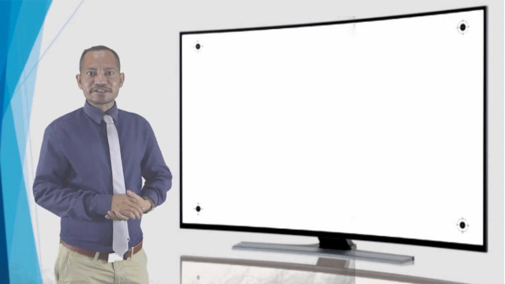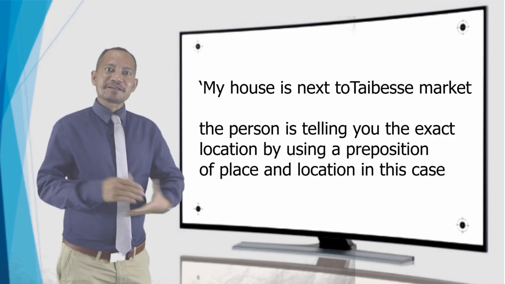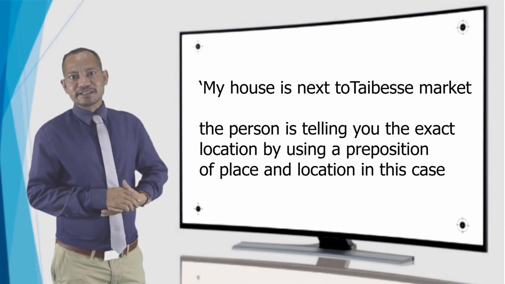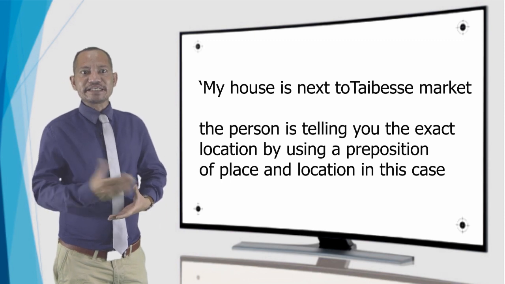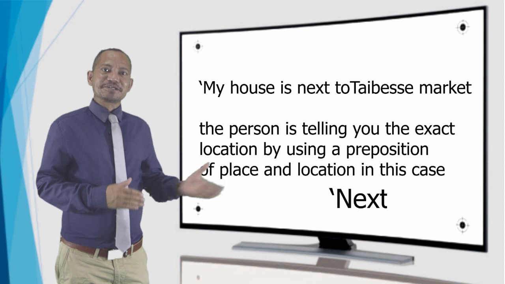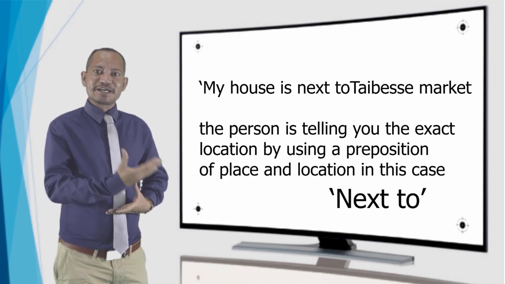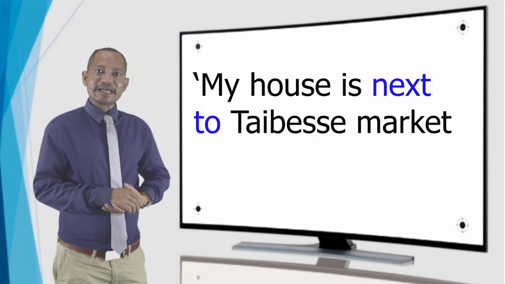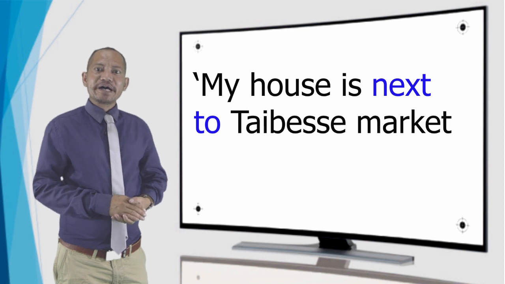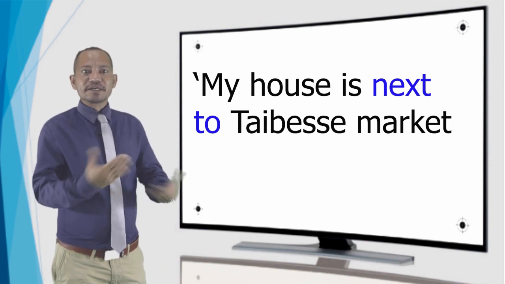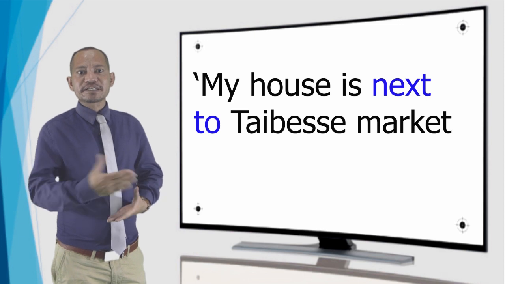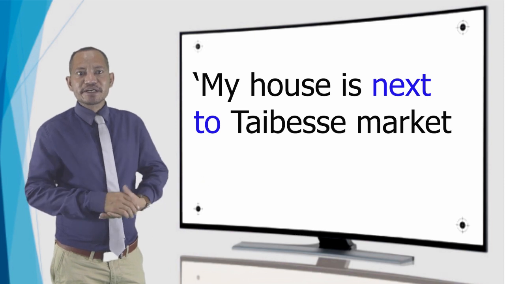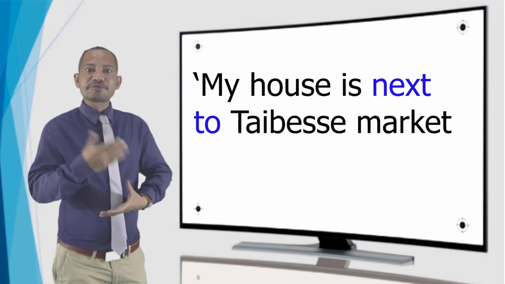And when the person answers, "My house is next to Taibesi Market," for example, then the person is already telling us its exact location by using a preposition of place and location, in this case "next to," as shown in bold in this example sentence. So, despite the fact that place and location are sometimes viewed as two different concepts, such a difference is not always important to consider, given that the two terms are often used interchangeably.